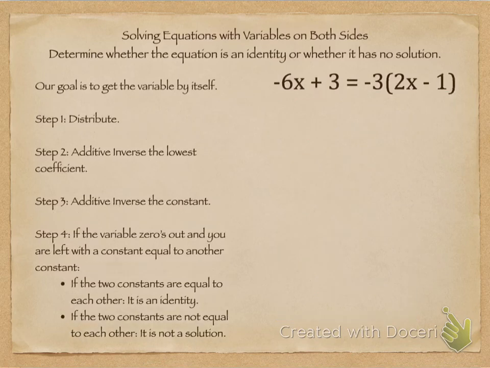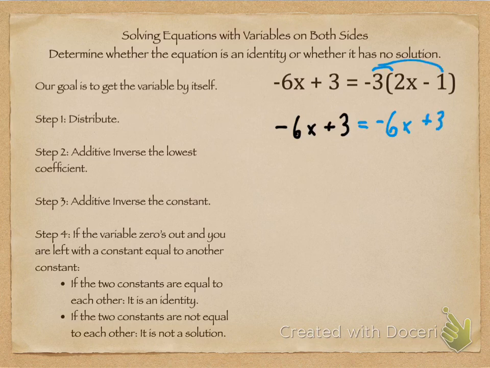Let's take a look at another. Again, we're going to distribute negative 3 to the 2x minus 1. We can additive inverse again, which will simplify out our variable, and we'll be left with 3 equals 3. So again, the variable has now been eliminated, and we are left with two constants that are equal to each other. So this is an identity.